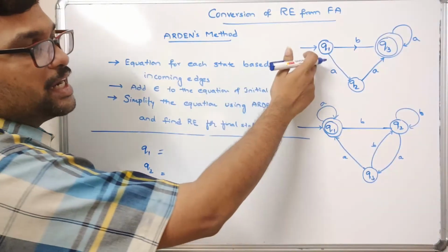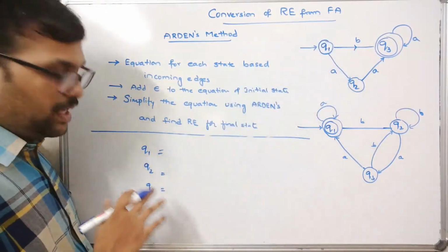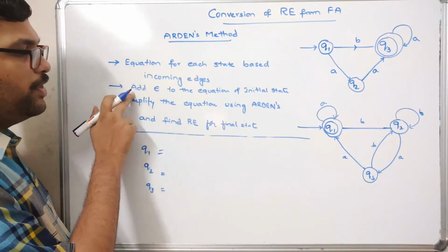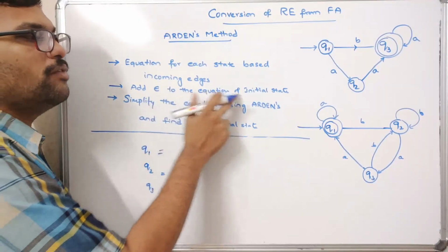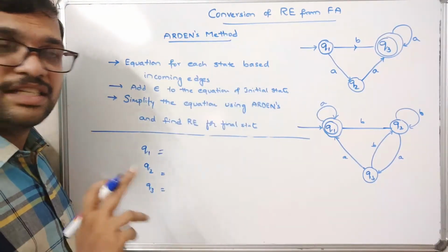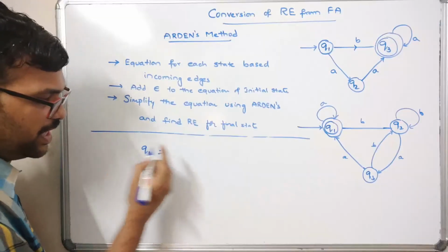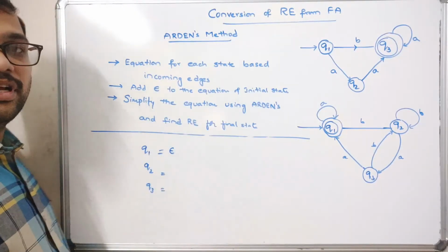Now coming to Q1, based upon the incoming edges. Are there any incoming edges? There are no incoming edges, so there is no equation. But we need to add epsilon to the equation of the initial state. So only for the initial state we need to add the epsilon. So this is the initial state, I will add the epsilon here.